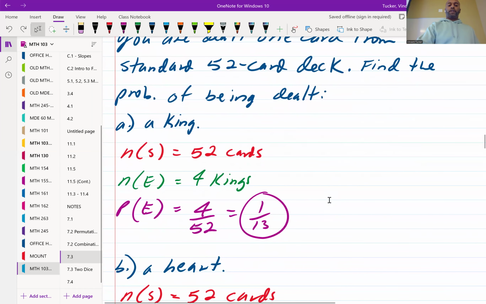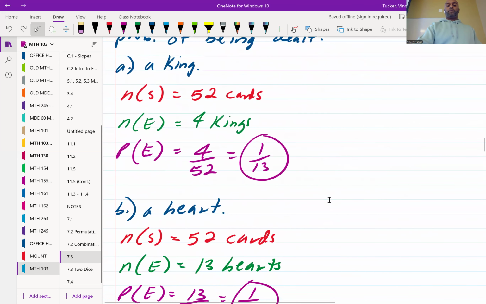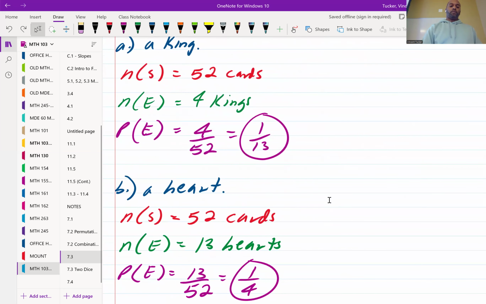Next one was the probability of being dealt a heart. Once again, our sample space is 52. Our event is 13 because there are 13 hearts. 13 over 52 reduces to 1 over 4.